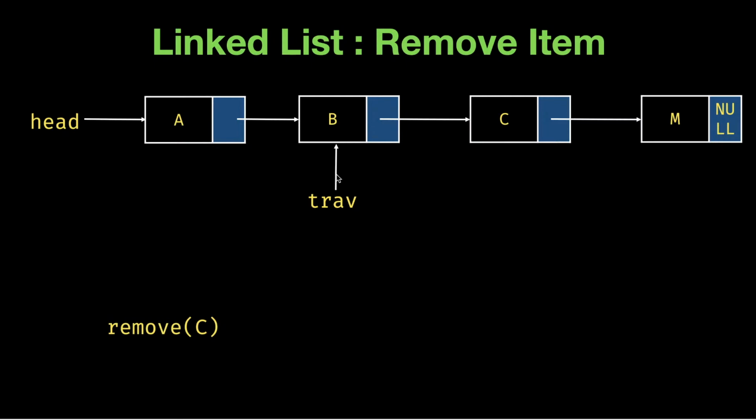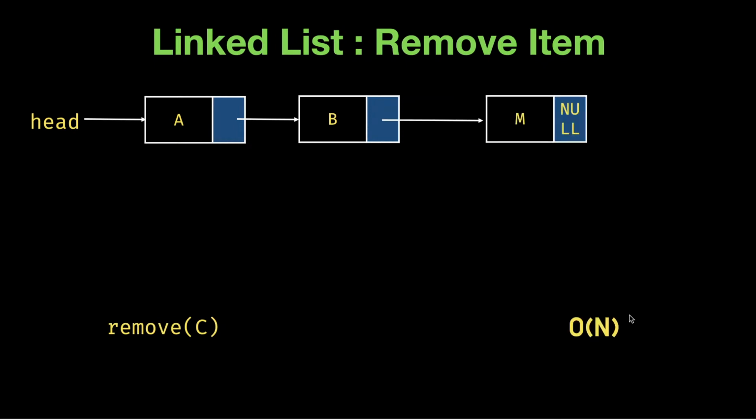So we will now stop here, and then we will hold the reference to this node in a new variable called temp, and now we will say trap.next equals trap.next.next. That means trap will now point to the element just after the node to be deleted, and now we can safely delete temp.